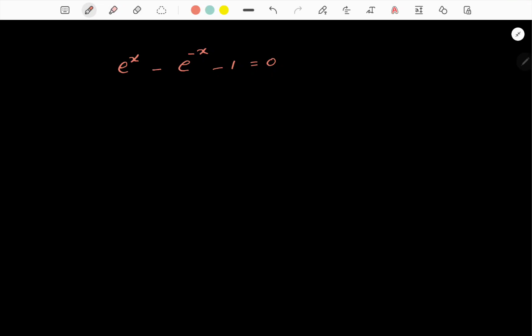Hello everyone. In this video, we have to find the value of x for the given equation e power x minus e power minus x minus 1 is equal to 0. So let's move towards the solution.